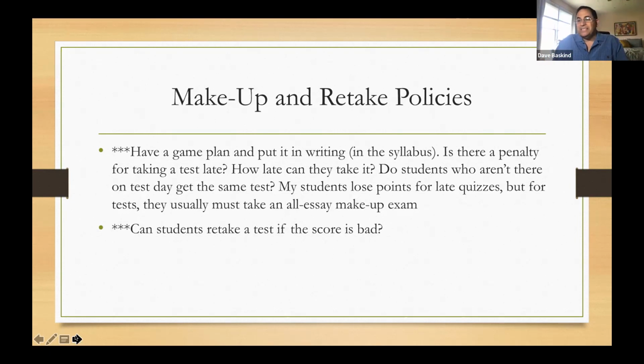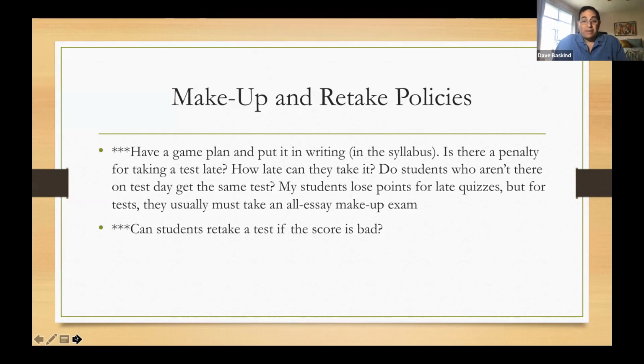So if the student isn't there on test day, then what happens? Do they get to take the same test as their classmates? I'm always a little bit nervous about that because there's the possibility that that student may have talked with someone else in the class about what was on the exam. Even if that doesn't happen, they now have additional time to prepare for that test that their classmates didn't get. So I'm always a little bit nervous about letting students take the exact same test as their classmates without penalty.